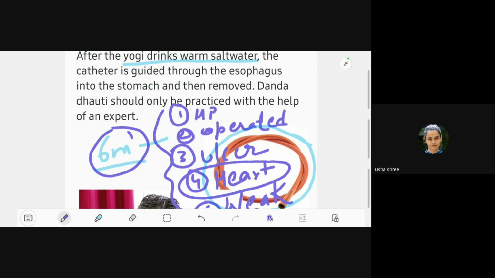6 meters long stems and all that. We generally don't find such long stems. I was wondering how six meters is not available here. Stems are not available, but the catheter would be. The catheter would be nearly this much available.